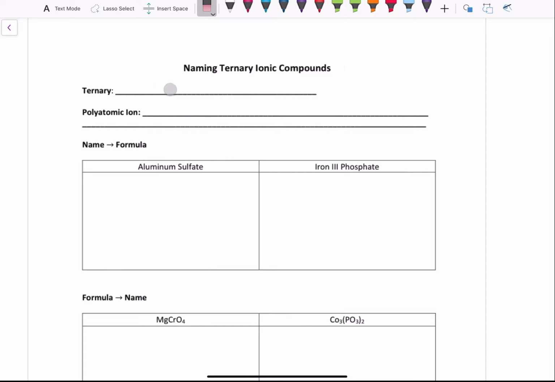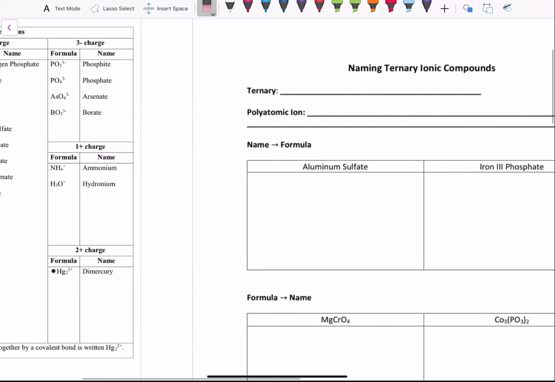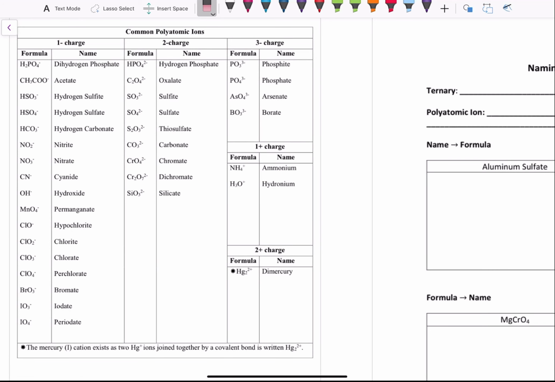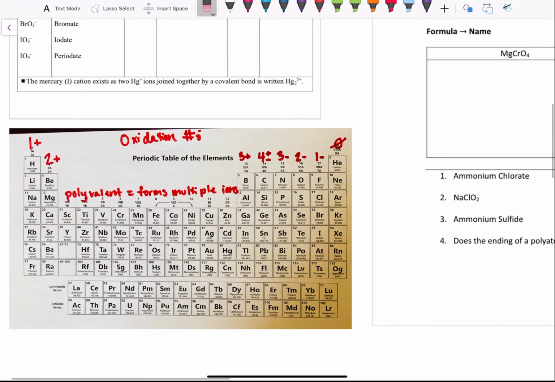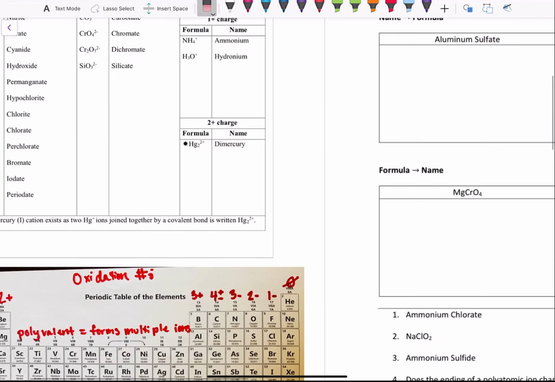This video is going to go over how to name ternary ionic compounds. So grab your notes, and then also a copy of the polyatomic ions and a periodic table will be helpful as well. You can label your periodic table with oxidation numbers.